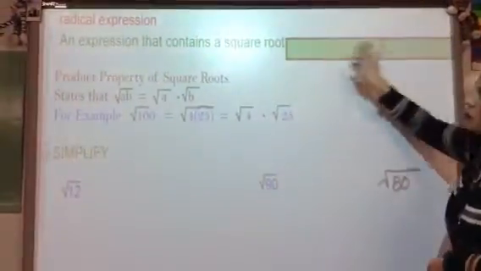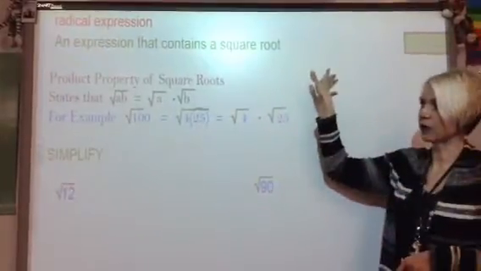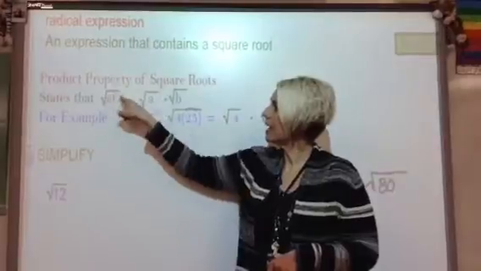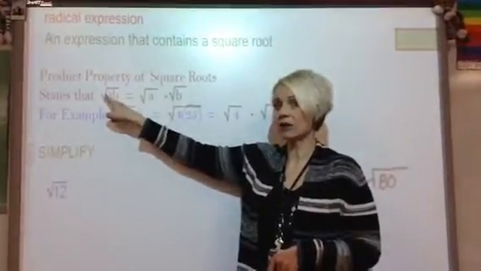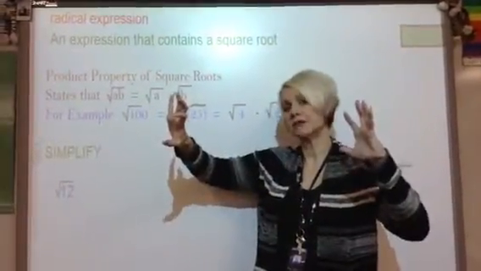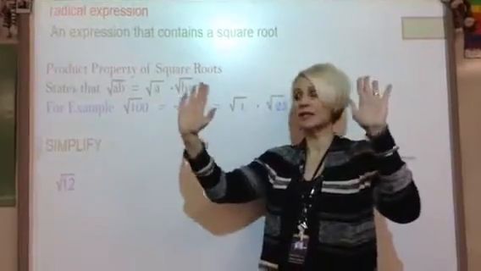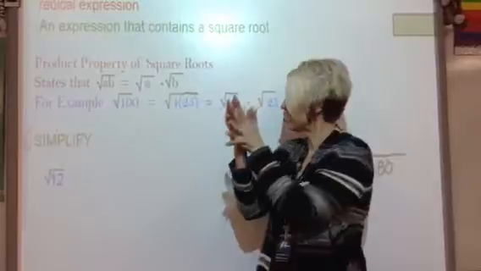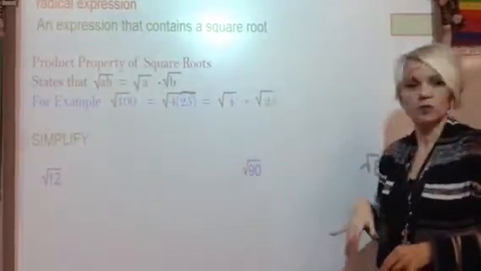So a radical expression is an expression that contains a square root. And the product property tells us that we can take what's inside that radical and break it apart into its factors, or we can take what's inside 2 different radicals and combine those by multiplication. So I'll show you some examples of what that means.